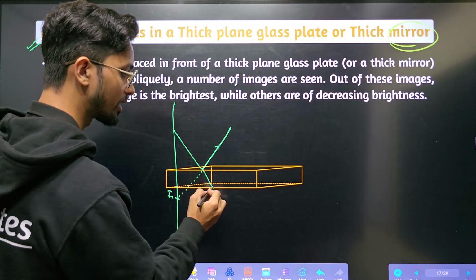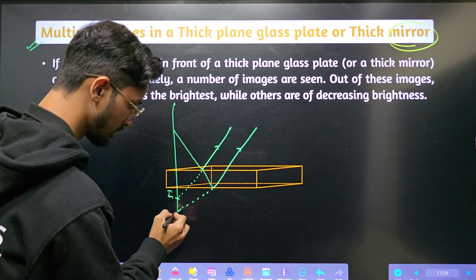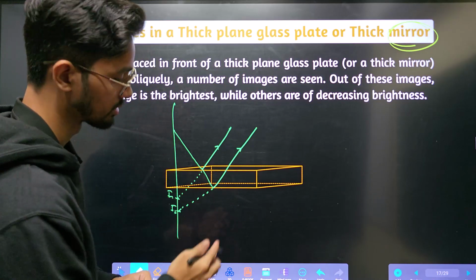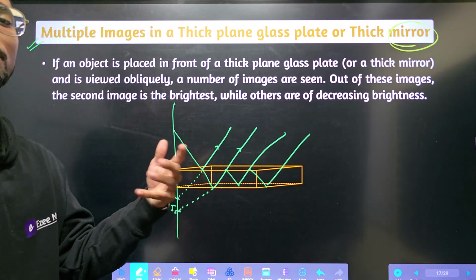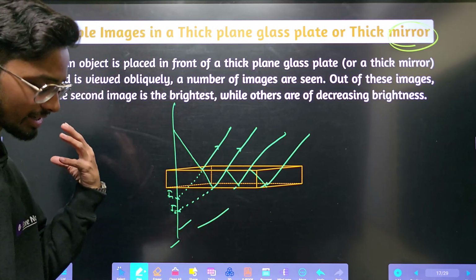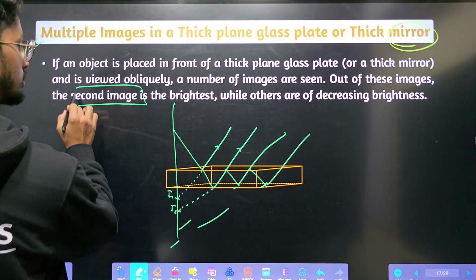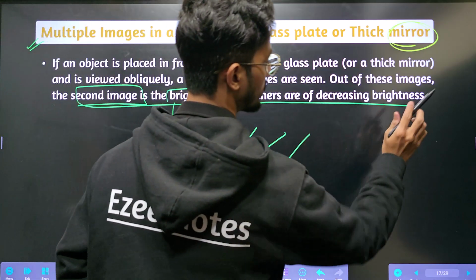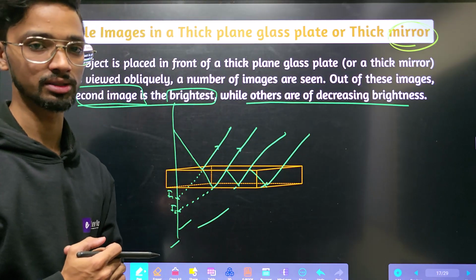right? Again it will go reflection, so this is the image 2. Again rarer to denser, it will bend towards normal, again like this. In this way there will be multiple images formed. Okay, multiple images will be forming here. We can see many images, but the brightest will be the second image. You need to remember only this. Second image will be brightest, others all will be with decreasing brightness.